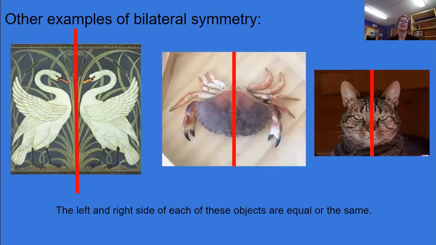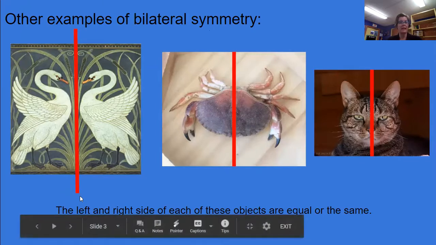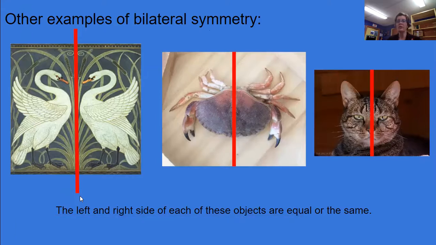Here are some other examples of bilateral symmetry. Sometimes artists create it, like you can see here with these swans and all of the cattails that are in the picture. That's what I call these plants. But if you draw a line down the middle of this painting, each side is exactly the same. We also can call that a mirror image, okay?